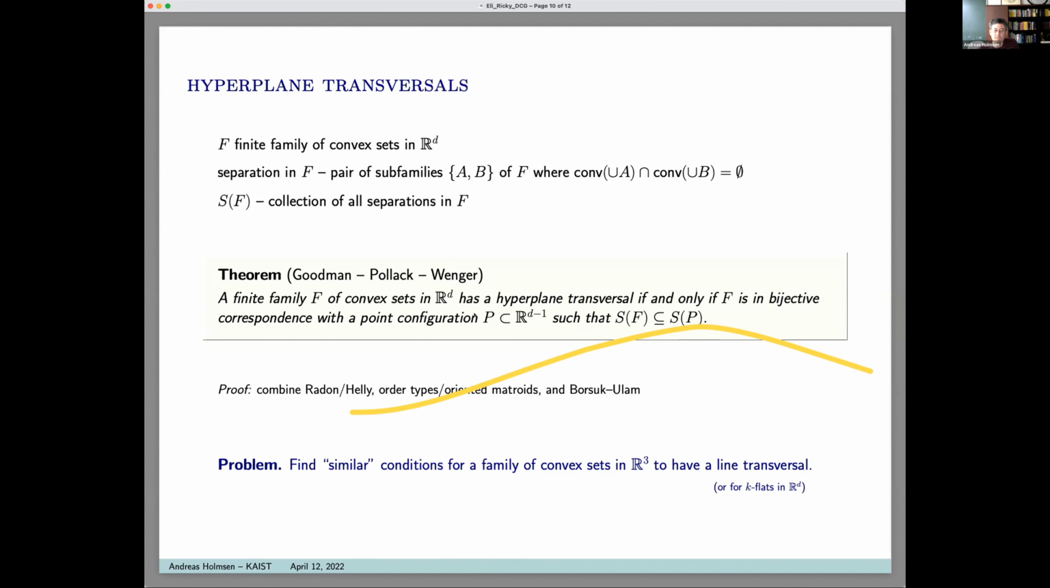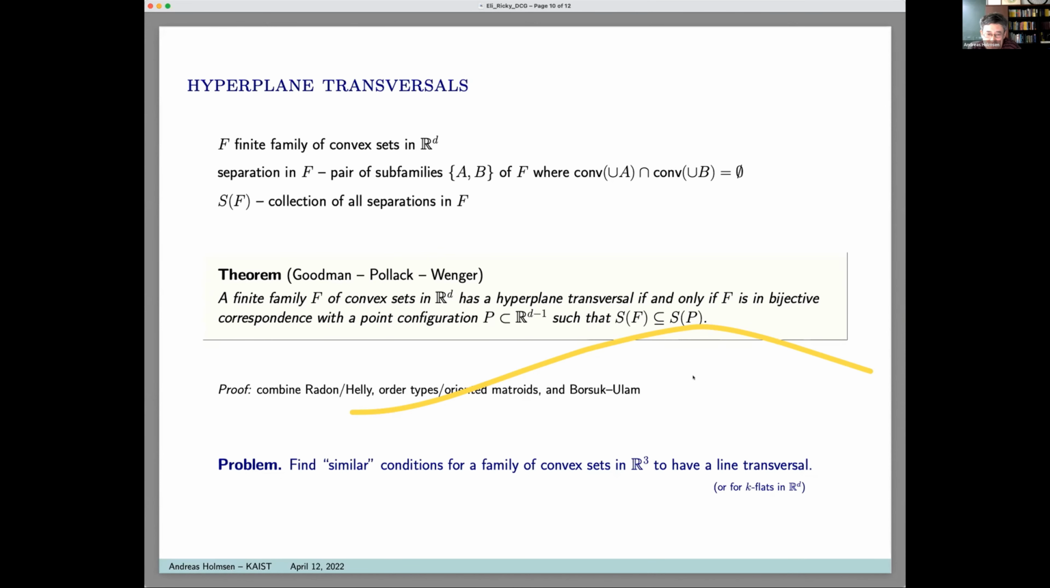And one of the problems that they posed already in their initial paper was, what are the similar conditions that would give you line transversals to convex sets in three-dimensional space? Or more generally, k-flats in d-dimensional space. If you've thought about geometric transversals, you will arrive at this problem, and you will butt your head against a wall, because this is still elusive. Nobody knows what to do about this.